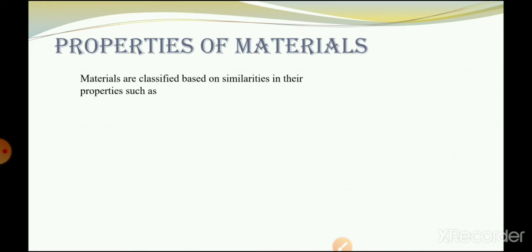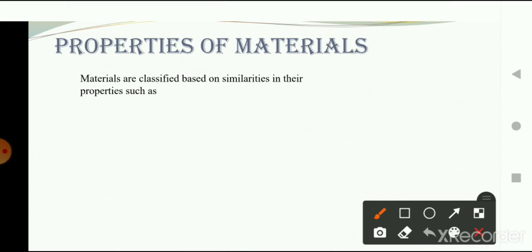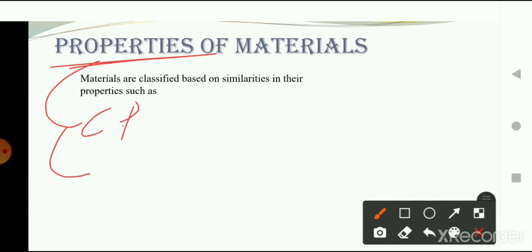Now let's see what the properties of material are, according to which the sorting is done. Materials are classified based on similarities in their properties, such as those that we are going to discuss. But before that, the properties of materials have two categories. First is chemical properties, and the second one is physical properties.